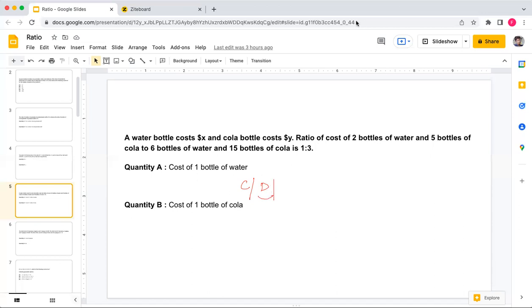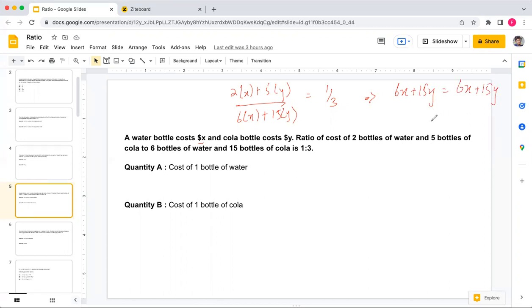D. Okay. The question is saying that a water bottle cost X and the cola bottle cost Y. The ratio of cost of 2 bottles of water and 5 bottles of cola to 6 bottles of water and 15 bottles of cola equals 1:3, right? Just solve this. This will become 6x plus 15y is equal to 6x plus 15y.